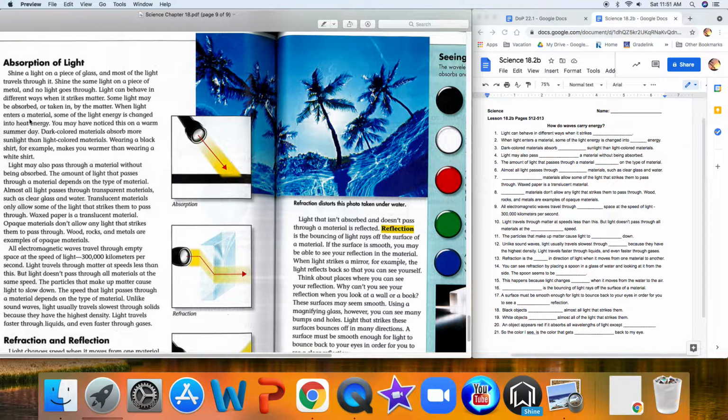When light enters a material, some of the light energy is changed into heat energy. You may have noticed this on a warm summer day. Dark colored materials absorb more sunlight than light colored materials. So if I'm going to buy myself a winter jacket to stay warm, guys, I should buy a black winter jacket because that's going to absorb the most sunlight and give me the most heat in the winter.